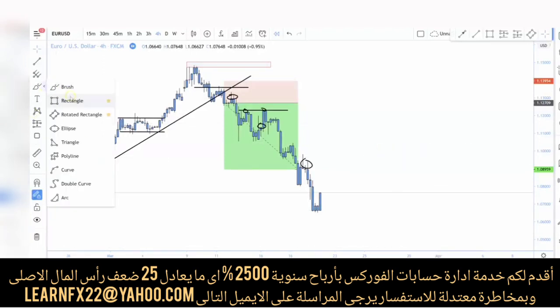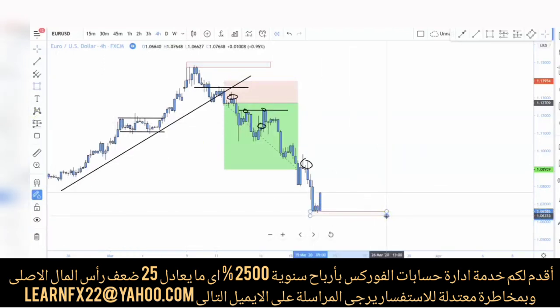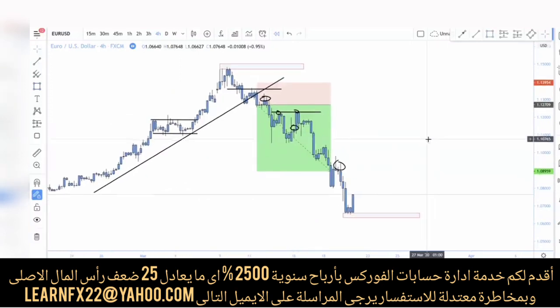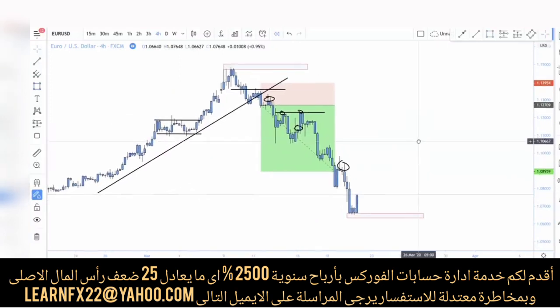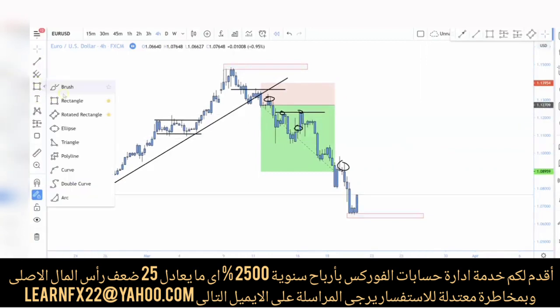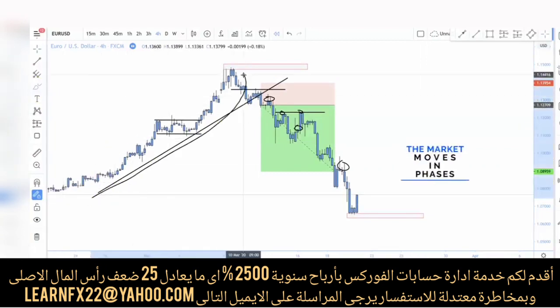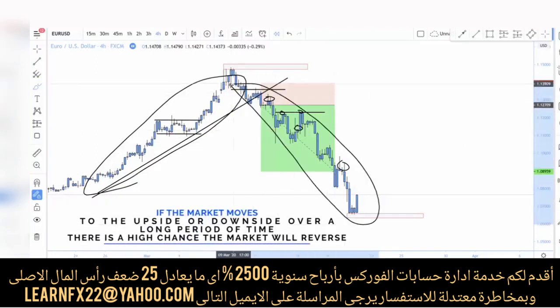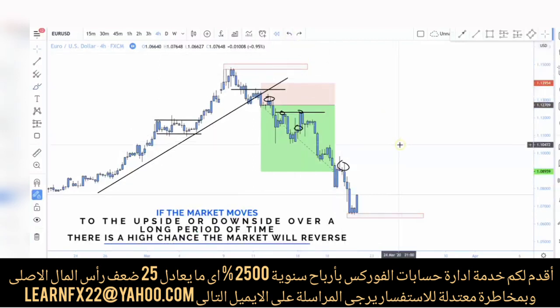So again, we have this market structure low again. Let's drop this in. Now, are we just willy-nilly picking this level and saying this is where the reversal is going to happen? No. What you have to understand is that the market moves in phases. And if the market moves to the upside over a long period of time or to the downside for a long period of time, then there is a very high chance that the market's going to reverse.